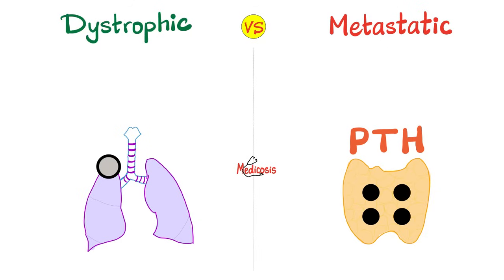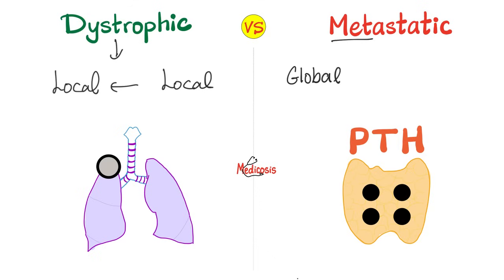Let's talk about pathological calcification. All right, we have two subtypes of pathological calcification: dystrophic calcification and metastatic calcification. What is dystrophic calcification? Dystrophic calcification is a local calcification caused by a local injury or a local problem. However, metastatic means global or systemic or diffuse or generalized or all over the body, caused by a global problem, a global issue. That's the difference between dystrophic and metastatic.